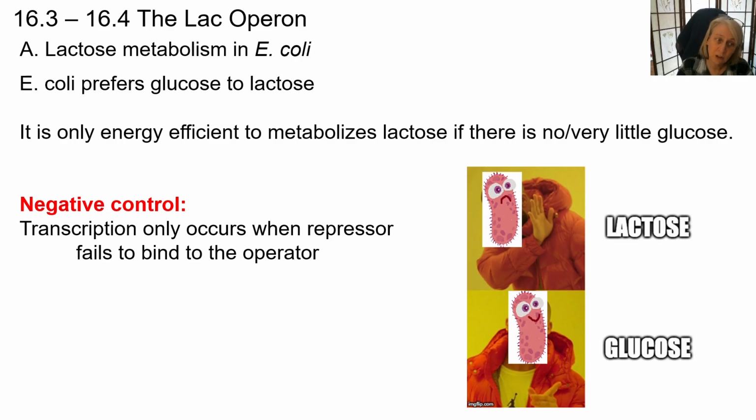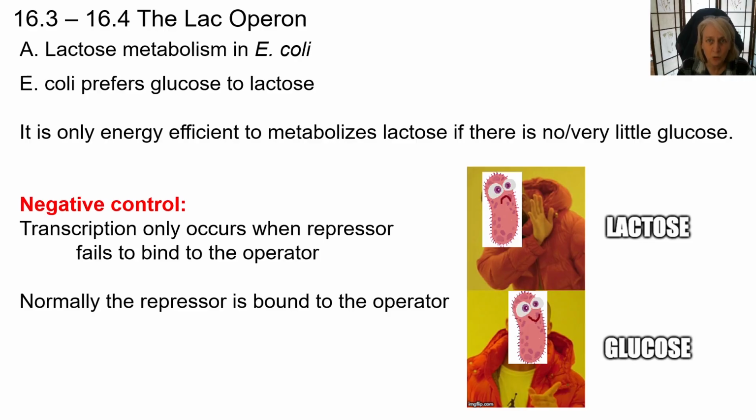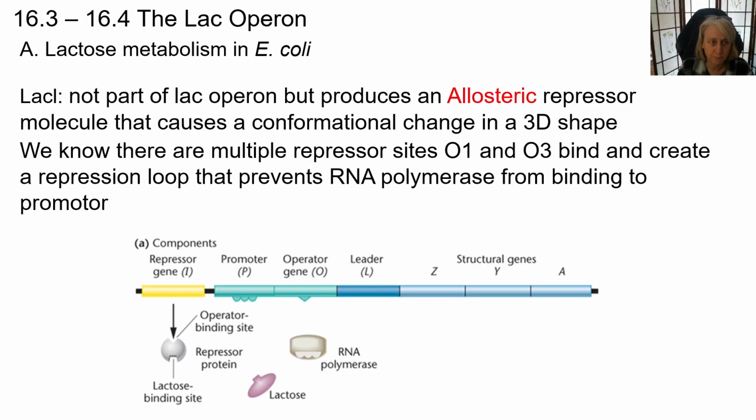I'm going to use negative control to transcribe when the repressor is missing. So if lactose is present, I want to use my lactose metabolism a little bit. Normally, since there is no lactose normally in the E. coli environment, and because glucose is better, normally the repressor is blocking the operator, and all 3 of those genes are not transcribed. Now, one more little guy here.